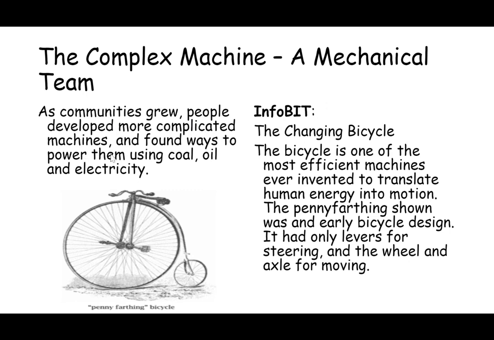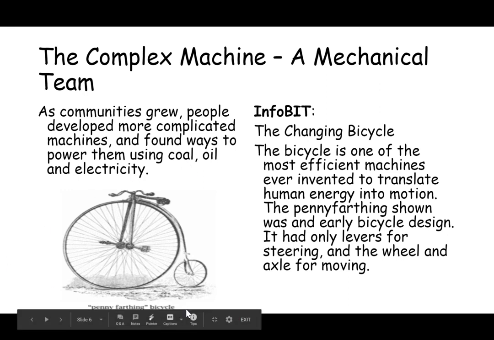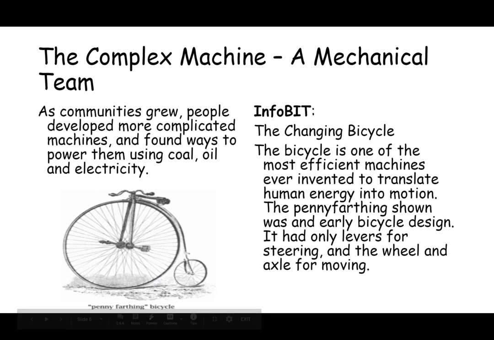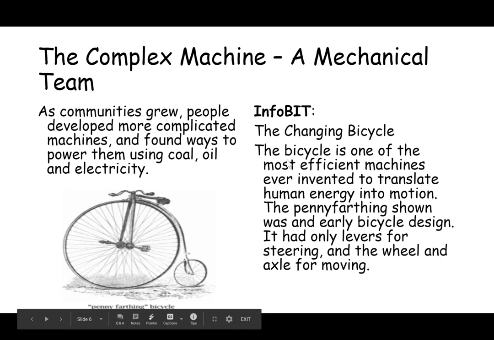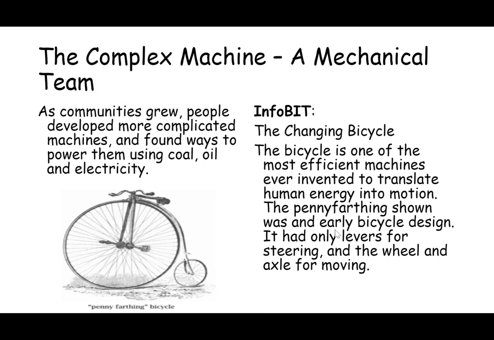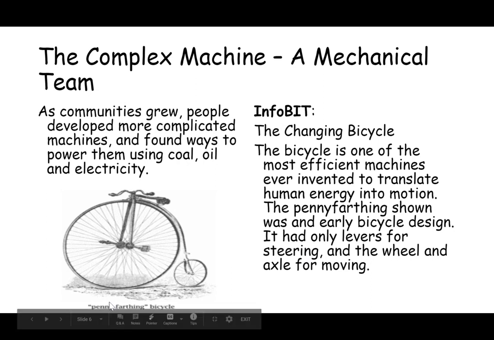So the complex machine, a mechanical team. As communities grew, people developed more complicated machines and found ways to power them using coal, oil, and electricity. Here we have the penny farthing bicycle. You've probably seen one of these from way long ago, the large tire and then the small tire. Here's a little info bit for you. The changing bicycle: the bicycle is one of the most efficient machines ever invented to translate human energy into motion. The penny farthing shown was an early bicycle design. It had only levers for steering and the wheel and axle for moving.